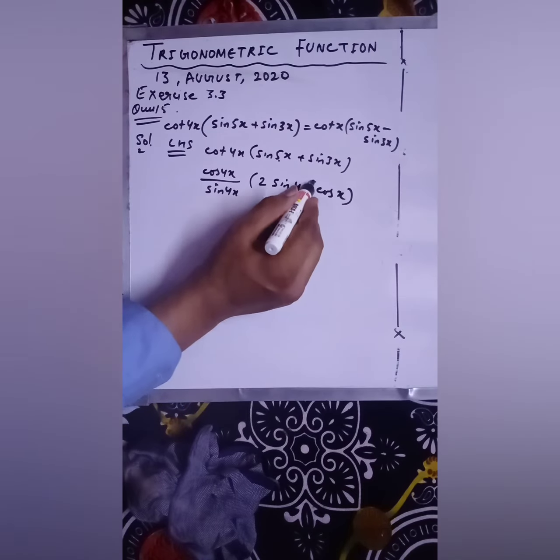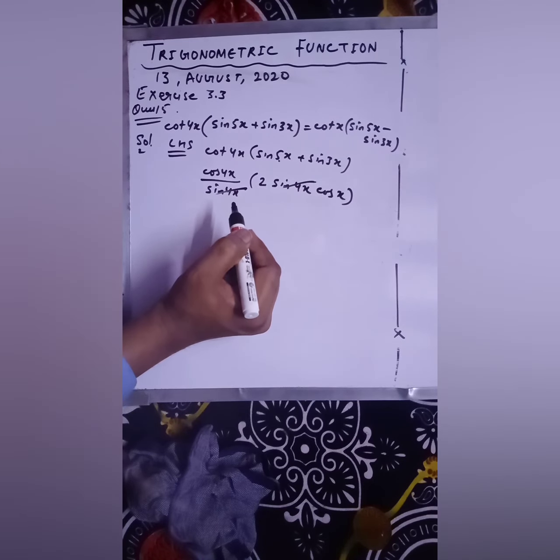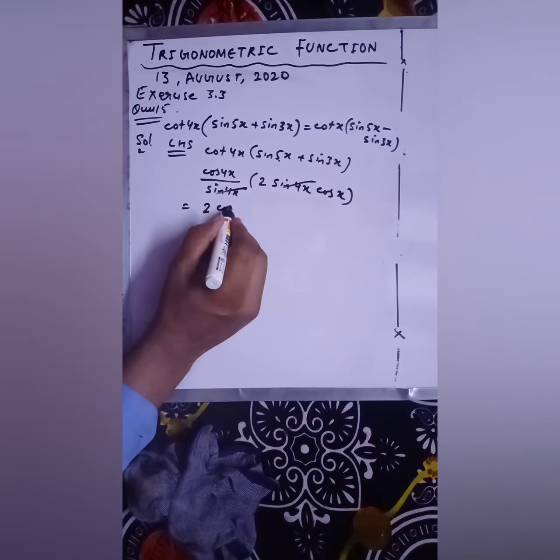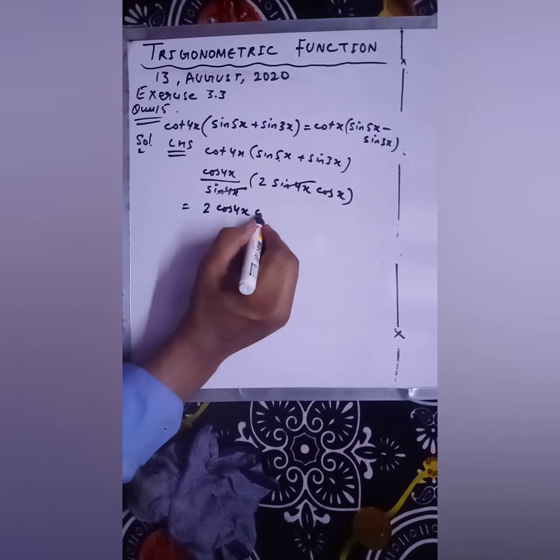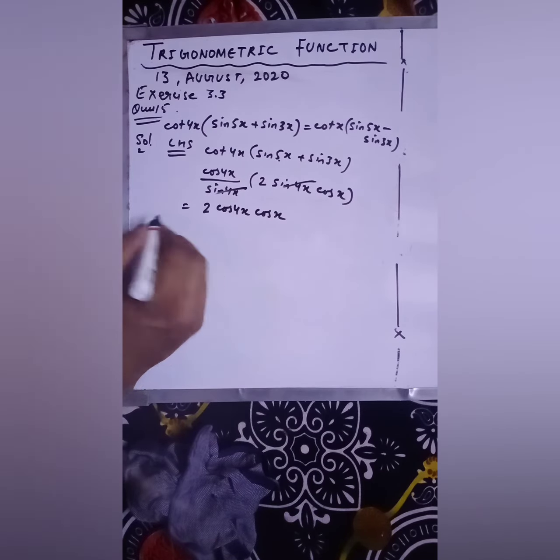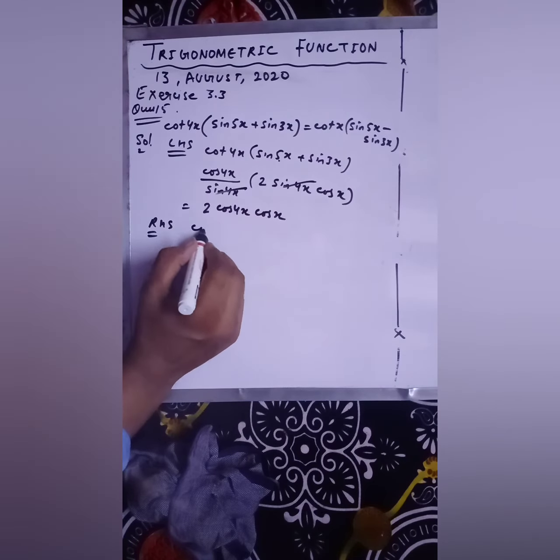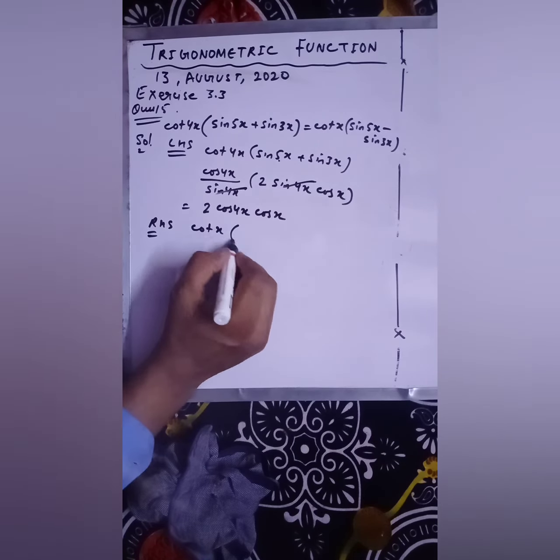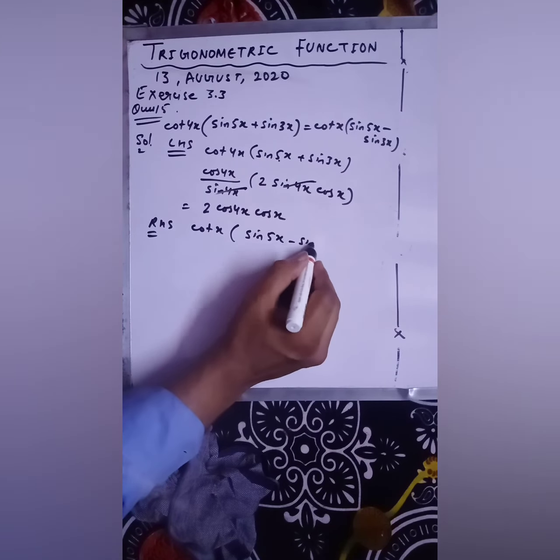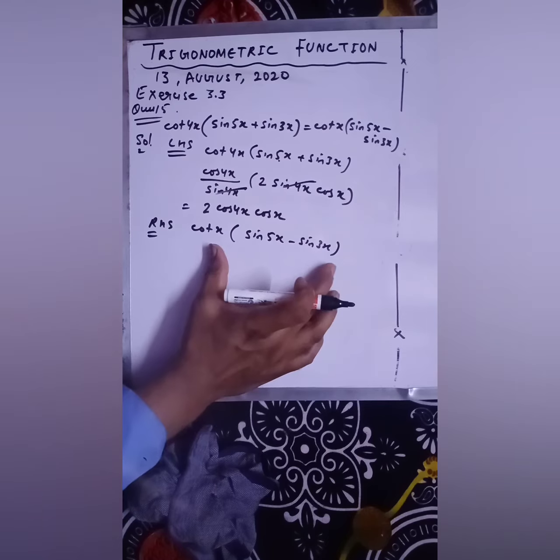Now you can see that sin 4x and sin 4x will cancel out, and here you will get 2 cos 4x and cos x. Okay, and similarly again you have to take the right hand side here. So I'm just copying this right hand side.